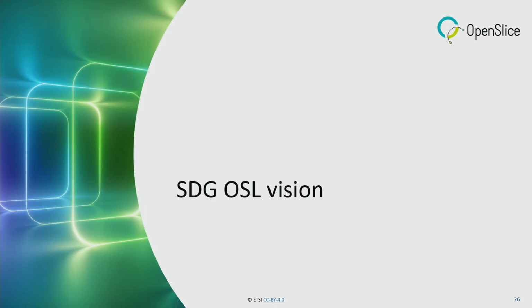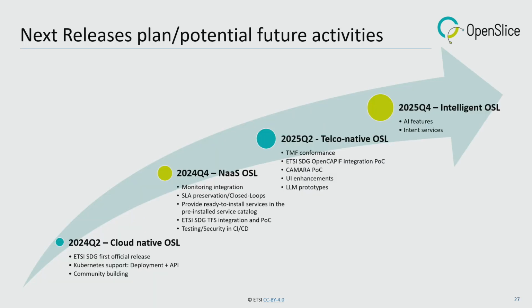So what is the SDG OpenSlice vision? We started in the first release with a cloud-native OpenSlice, fostering support for Kubernetes. Then we aim to provide a network as a service OpenSlice by the end of this year. So this will have to integrate monitoring so as to close loops. It integrates with another SDG, namely the TeraFlow SDN, that you can see in the respective demo upstairs. And it tries to provide ready-to-install services when someone installs OpenSlice for the first time.